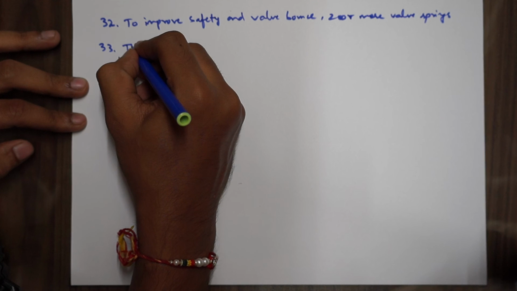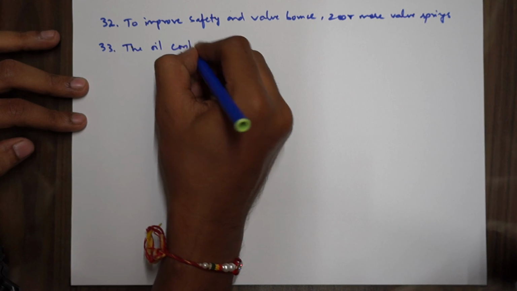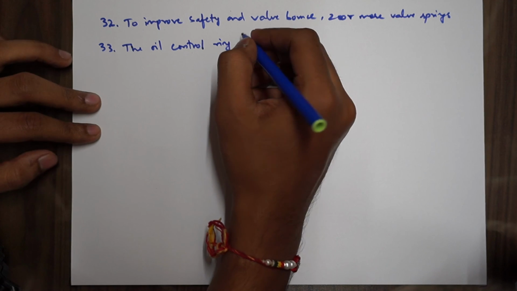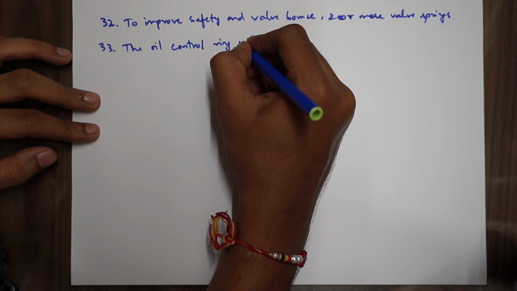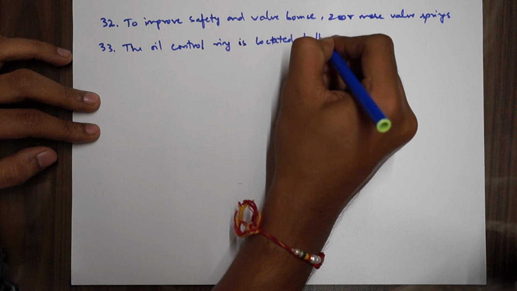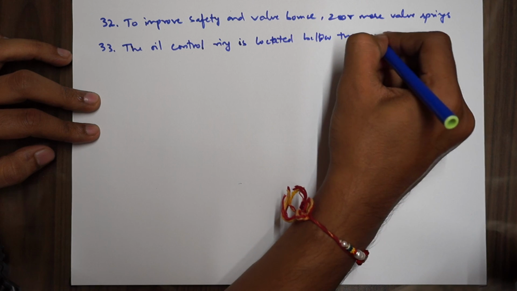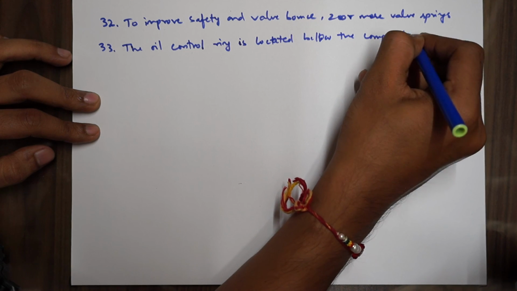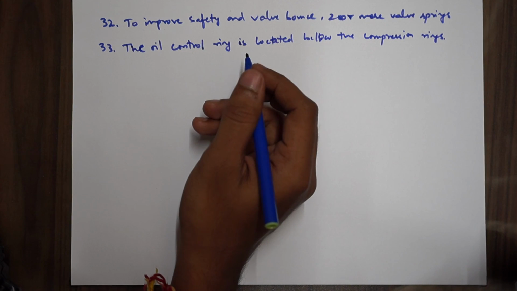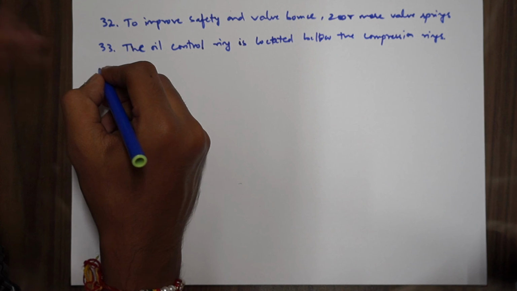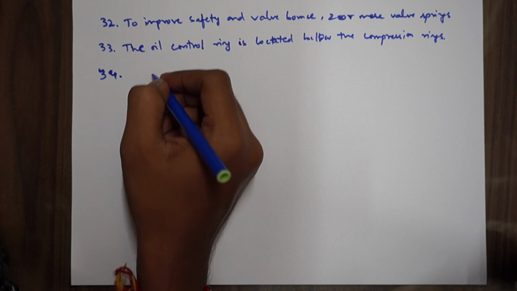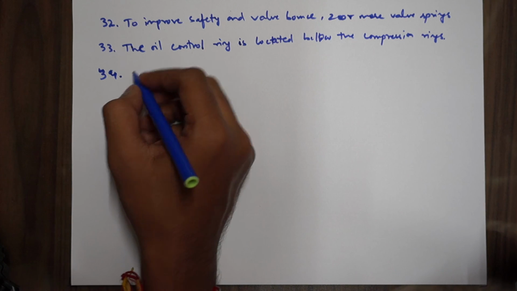33. The oil control ring. Remember the oil control ring, it drains down oil in the piston, and is located below the compression rings. Okay, this is very important. The oil control ring is located below the compression rings, so that it drains oil down into the crankcase.